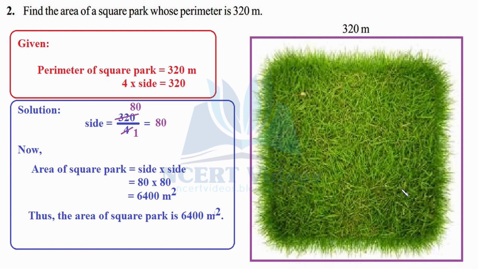And what is an area? Area is the total number of unit squares that are contained in this given figure. That is 1 meter square, 1 meter square, 1 meter square. So there are a total of 6400 meter squares contained in this figure. All this you have learned in your previous standard. You are just revising it. That is question number 2.